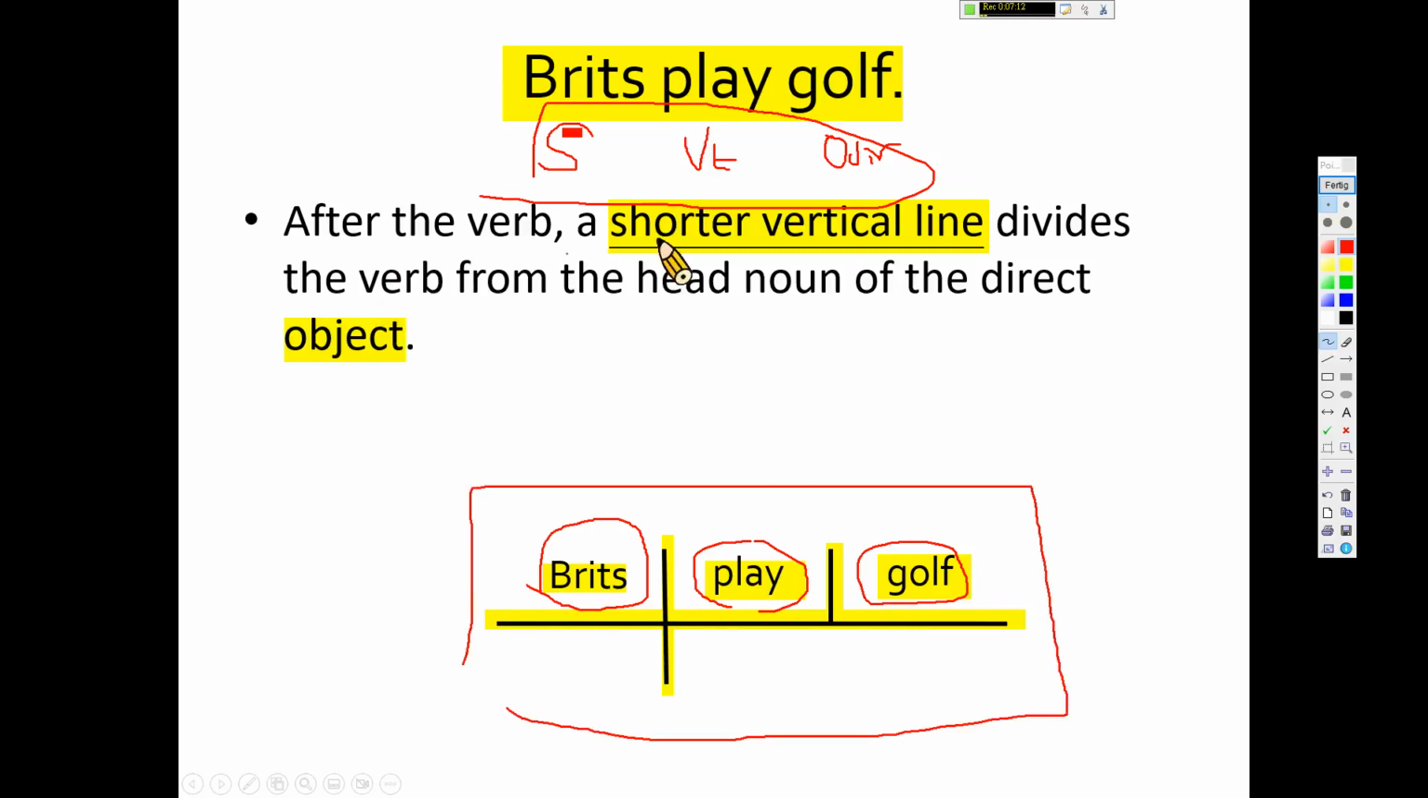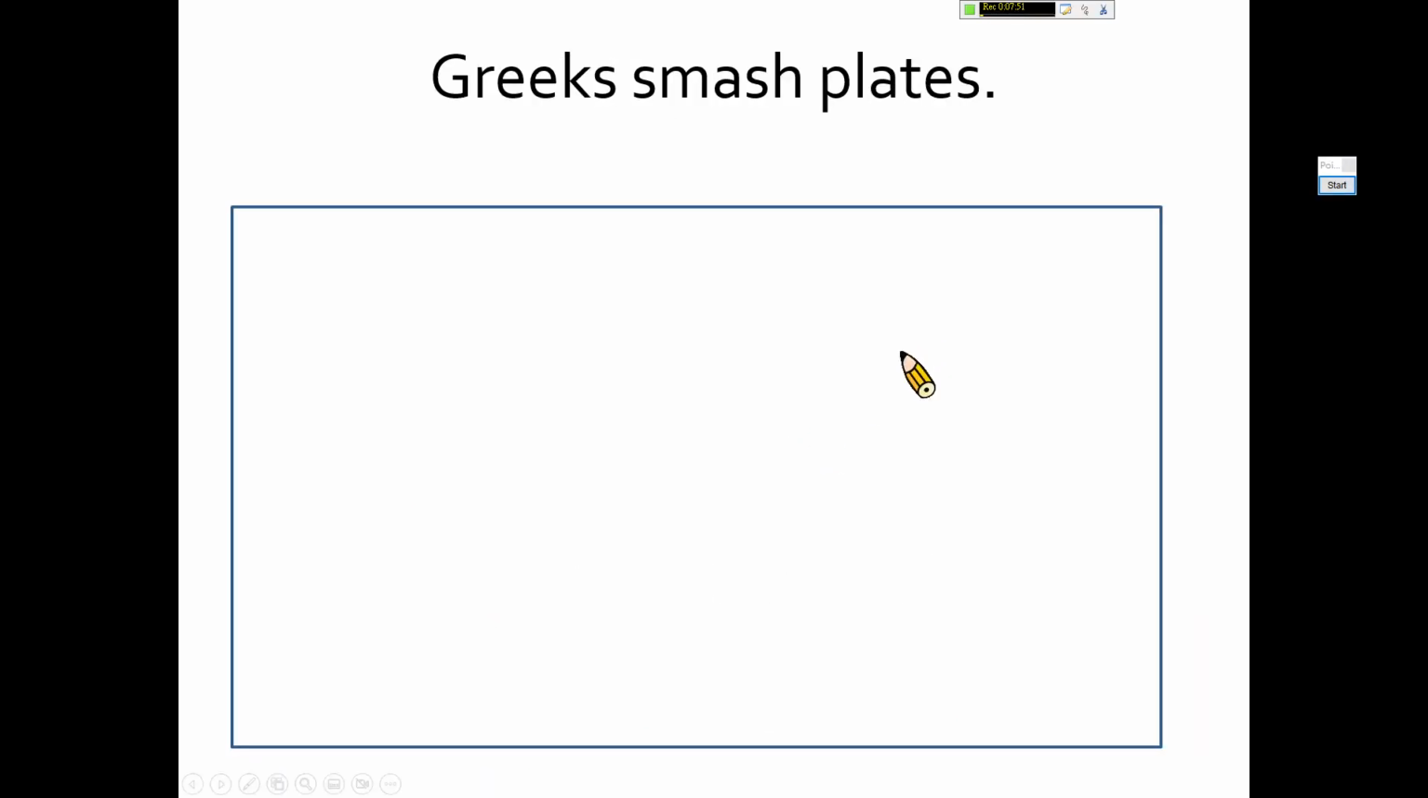So after the verb, this is the verb, right? A shorter vertical line, not going through the main line, divides the verb from the head noun of the direct object. Okay, so here is the basic structure. Now we have increased our knowledge to 3 different lines, right? One is the main line, the other one is a longer vertical line. And this line is used to divide subject and verb. And the shorter vertical line is used to divide verb and object. Okay, so now we can move on to the next one.